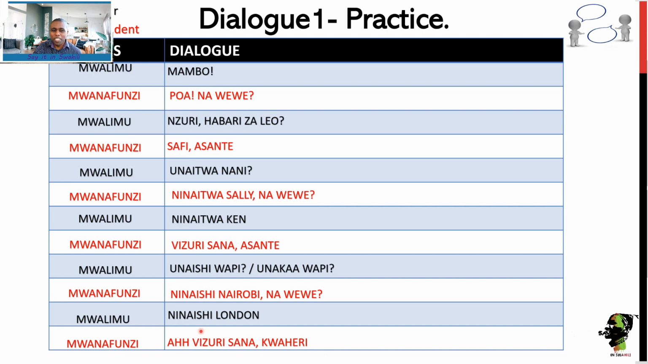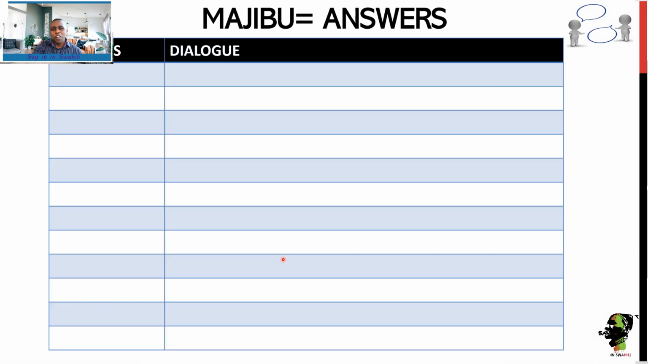Asante. Well done. I hope you've been able to go through that. You can always pause the video and repeat again and again so that your intonations and your pronunciations are perfect. I want you to speak until you're speaking like you have always been there. Asante sana. Now, let's look at the answers to that dialogue that we've had.